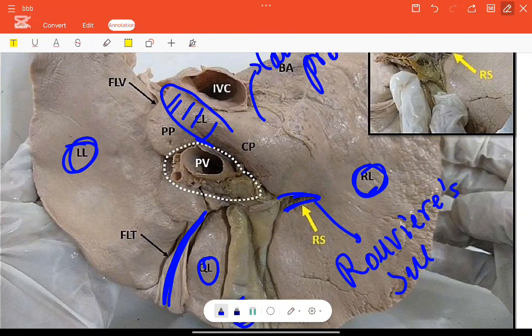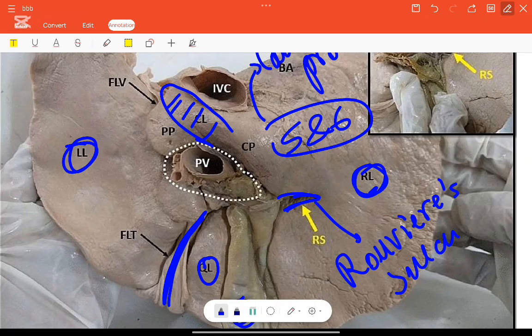Now, Rouviere's sulcus is a horizontal sulcus on the visceral surface of the liver, located between the caudate process and the right lobe of the liver. In fact, it's actually located between two segments of the liver, segment 5 and segment 6. The segmental anatomy of Rouviere's sulcus is between 5 and 6. I will come to that.